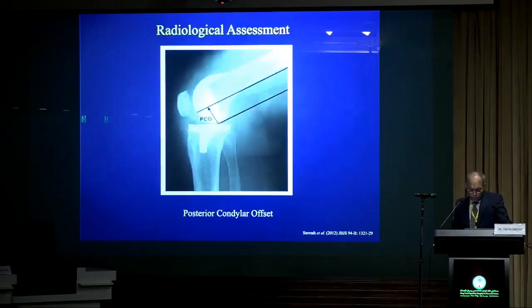Next we come to the posterior condylar offset. This is the vertical distance between the posterior cortex of the femoral shaft and the posterior-most margin of the femoral condyles. And you can imagine if the PCO, the posterior condylar offset, is shortened, then during flexion, the posterior margin of the tibial prosthesis will impinge on the posterior surface of the femur. And this will cause posterior knee pain and limited flexion, which is obviously not acceptable.